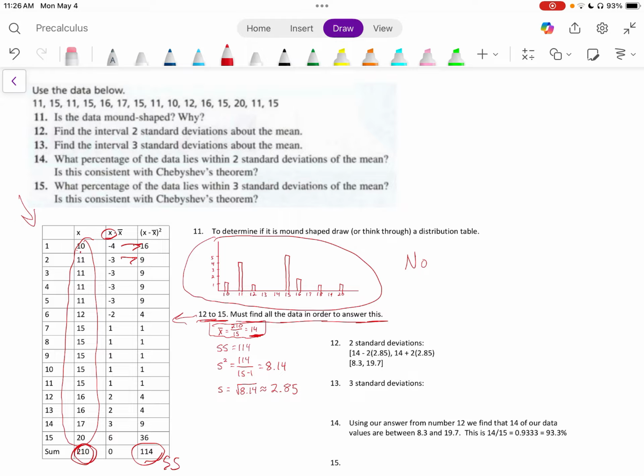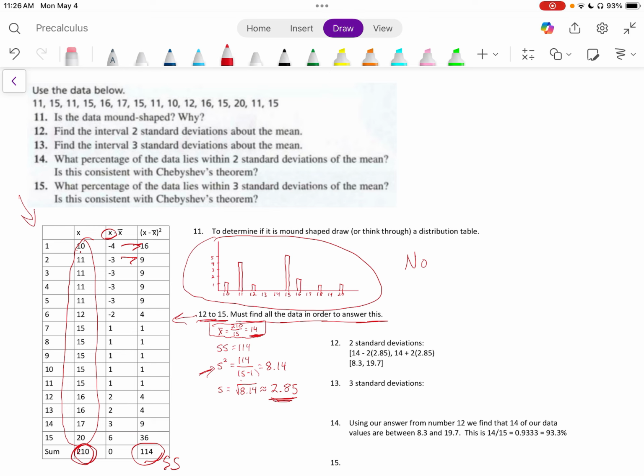So we learned that variance is sum of squares divided by 15 minus 1, the number of values minus 1, which is 8.14. And then the standard deviation, we take the square root of that. So our standard deviation is 2.85. That took a lot more work than me just talking through it there, but we've done a few of those before.